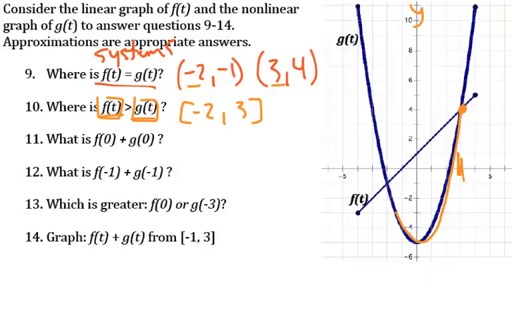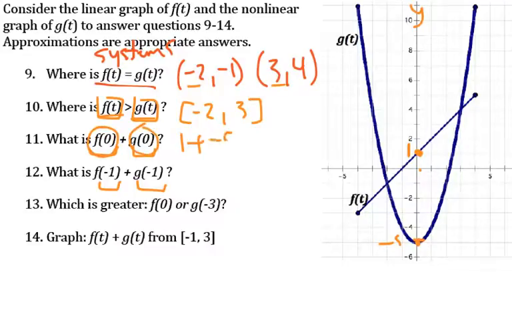Okay. Now, they want us to do some combinations here. We're adding some functions together. We kind of talked a little bit about that on the frame. So, f of 0. So we go to where x is 0, the input. Well, f of 0 is 1. G of 0 is down here, it's -5. So it would be 1 plus -5, which would give us -4.